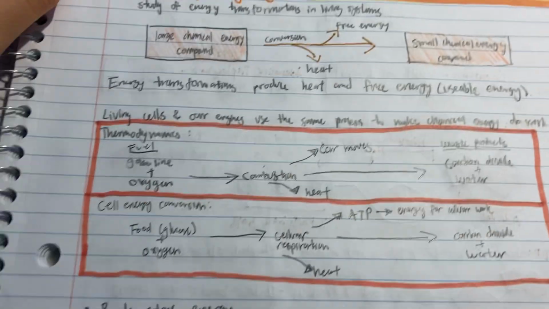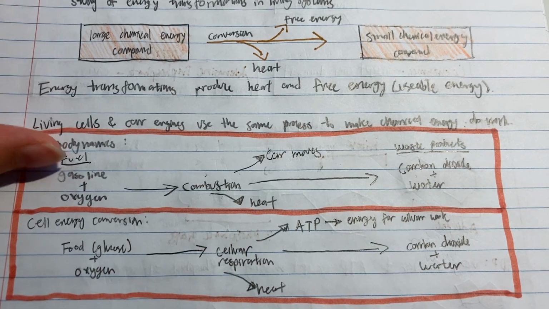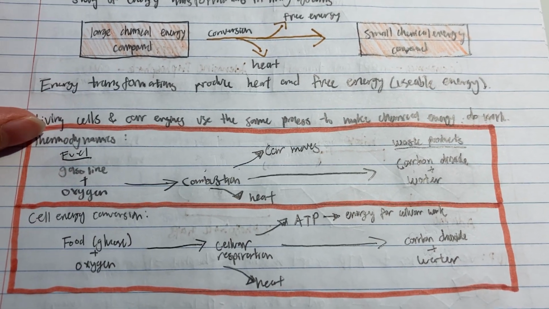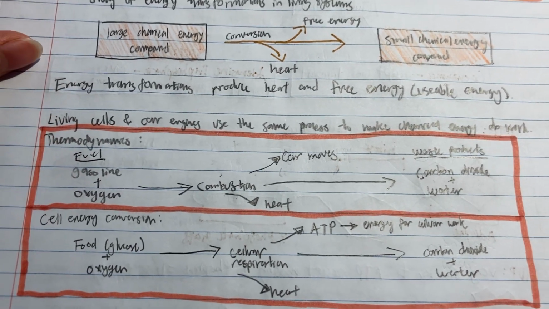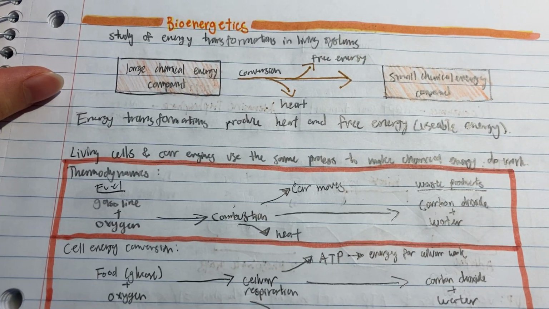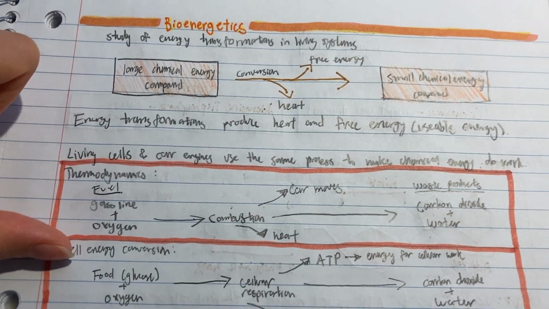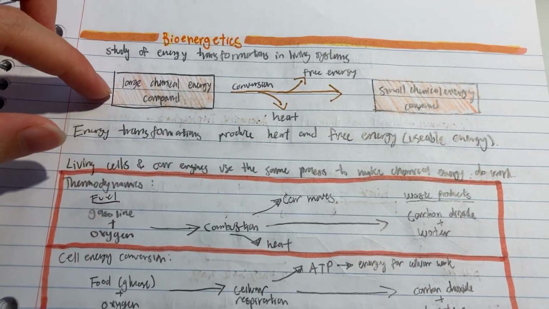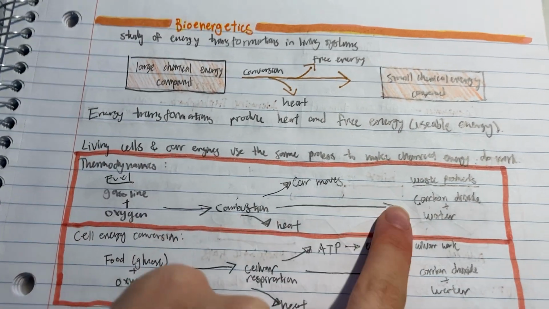The reason why we learn about thermodynamics, which is like the chemical process of cars, is because it's really similar to cell energy conversion. So we can look at both of these. They both have the same generic pattern.